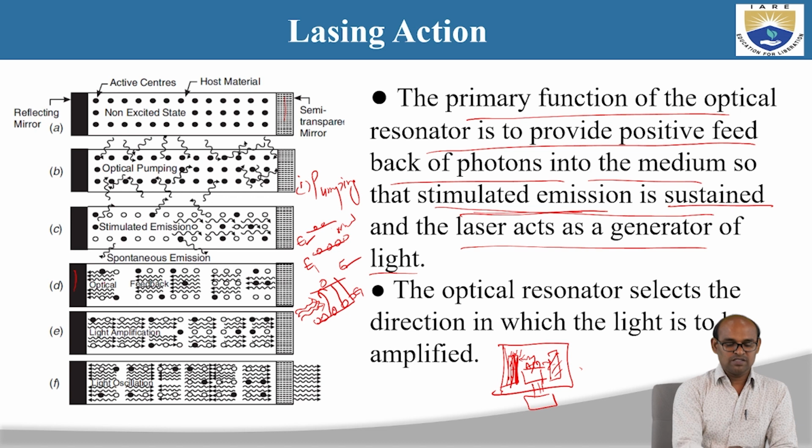Because of the presence of these mirrors, these photons are getting back. Once the photons go here, they come back into the system. Even when they go here also, they get back. Very few will be lost, but most of them get back into the active medium, and these photons are used for sustaining this stimulated emission.